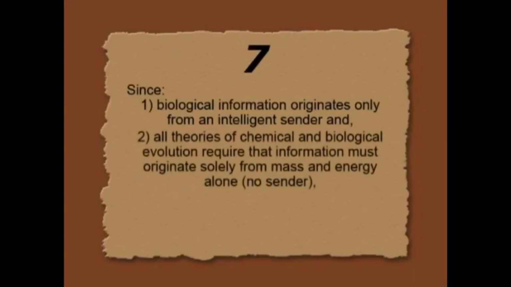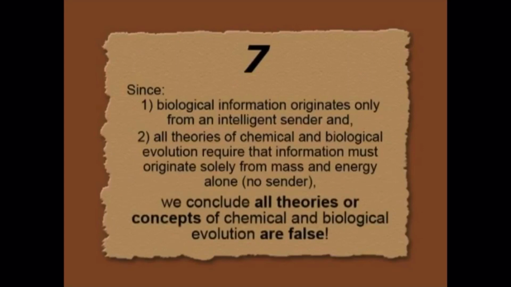Let me come to the 7th conclusion. Since biological information originates only from an intelligent sender, and all theories of chemical and biological evolution require that information must originate solely from mass and energy alone, it means no sender. We conclude all theories or concepts of chemical and biological evolution are false.